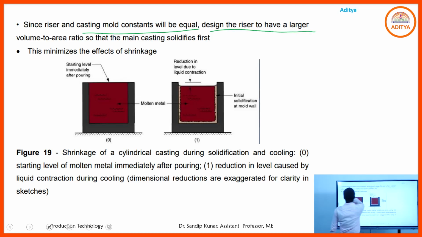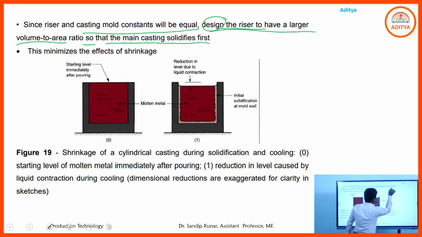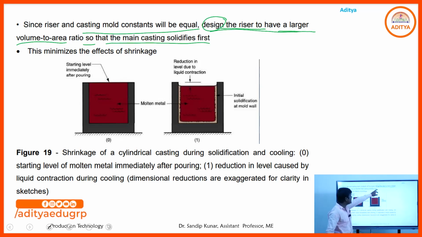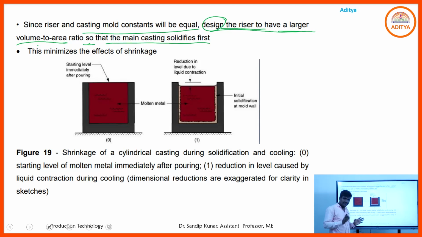Design the riser to have a larger volume to area ratio so that the main casting solidifies fast. This is also another important point. If we take a larger volume to area ratio for the riser, then the molten metal easily comes to that particular mold cavity after solidification.